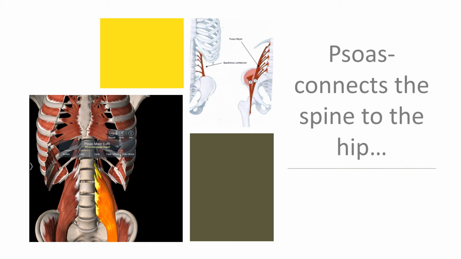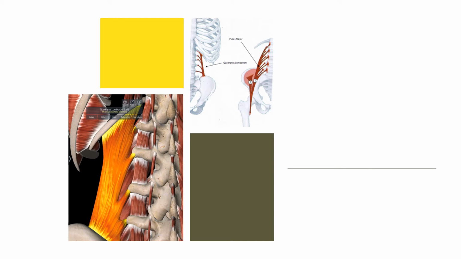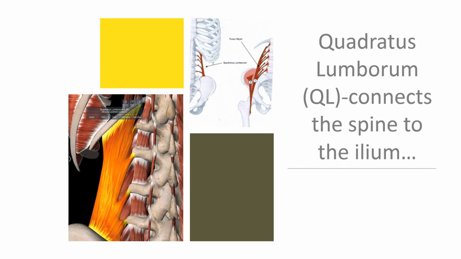The first is the psoas, which connects the spine to the hip, and it's highlighted in yellow there on the left picture, and you can see that it starts up in the spine, up in here, and it goes all the way down into the hip down in here. This is another picture off to the right of the psoas. The other muscle is the quadratus lumborum, which connects the spine to the ilium and rib cage. So you can see it off on the left here, up in the ribs. It's connected to the spine in here, and then down to the ilium, which is the side of the hip.